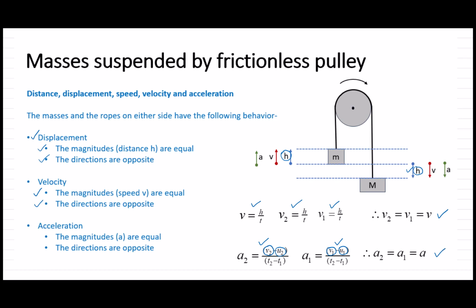So to summarize, the magnitudes of the displacement, velocity, and acceleration are equal for the masses small m and capital M. And also the directions for all three physical quantities are opposite to each other.